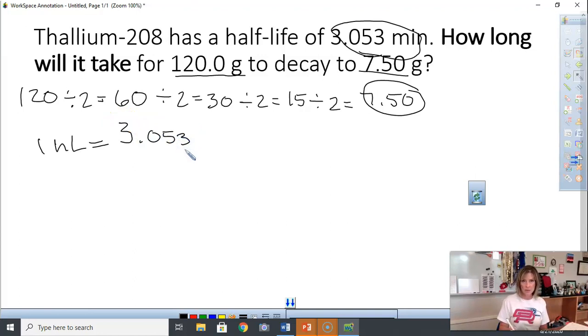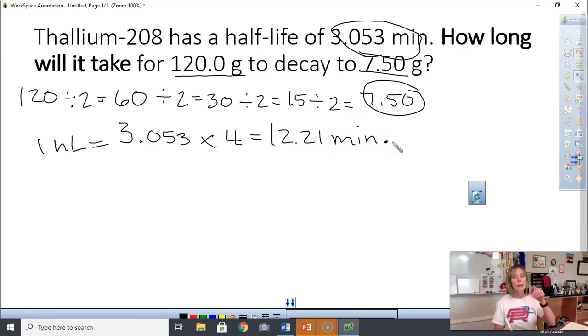I know that 1 half-life is equal to 3.053 minutes. How many half-lives was that? How many times did it decay? It decayed 4 times. So 3.053 times 4 of the half-lives will give me the amount of time that it takes. So I'm going to use my calculator real quick. 3.053 times 4 gives me 12.21 minutes.